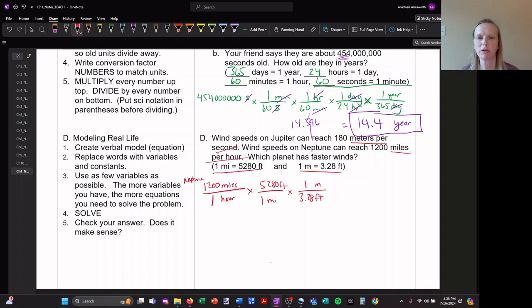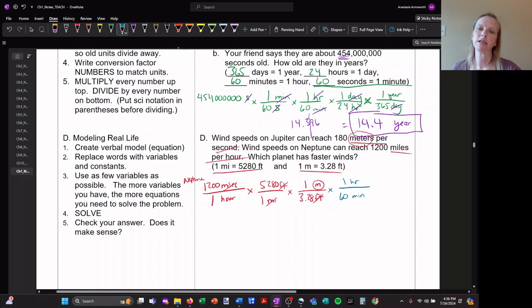So if you look at what's happened with the units so far, I got rid of miles, I got rid of feet, I have meters, just like I want to have in the final answer, but I still have hours down here, and I don't want meters per hour, I want meters per second. So let's focus now on converting those hours to seconds. We know from this problem up here that there are 60 minutes in 1 hour.